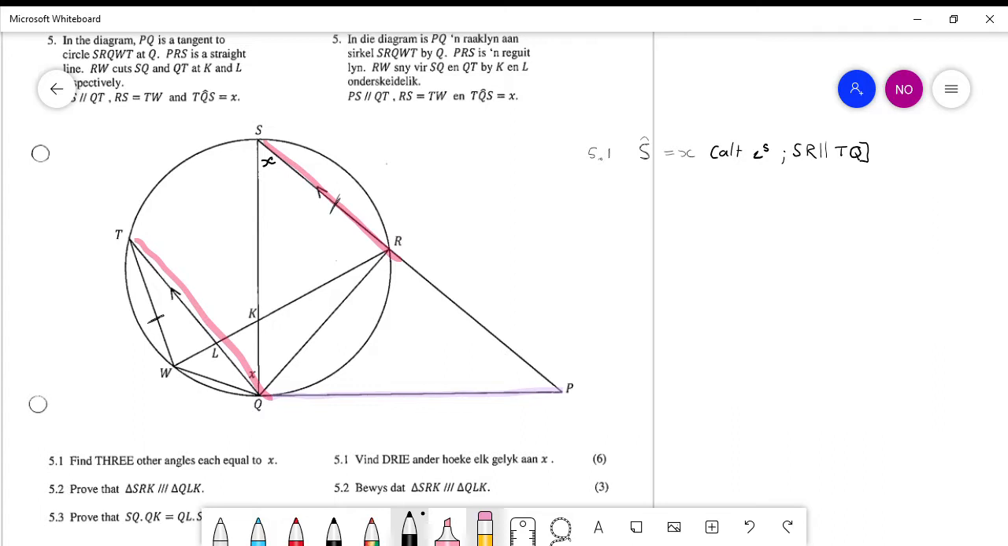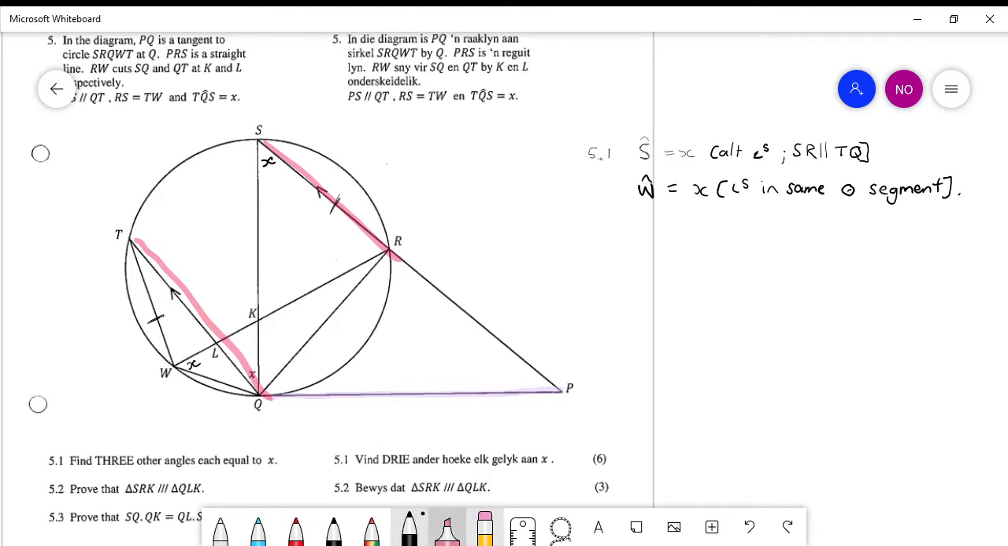Anyone? Good. W, Y. Angles in the same circle segment. And then either from W or from S, you can find the last one. Look at the tangent.